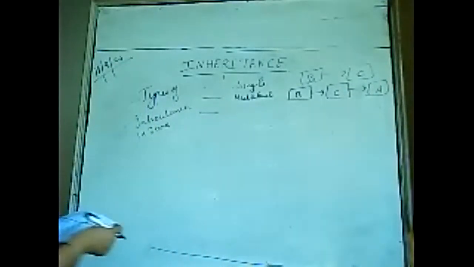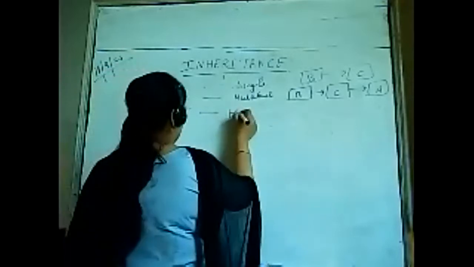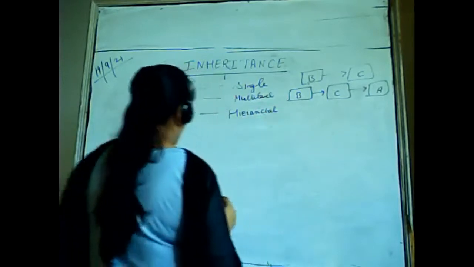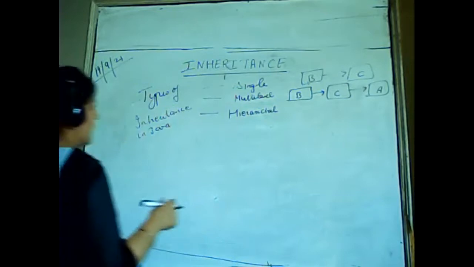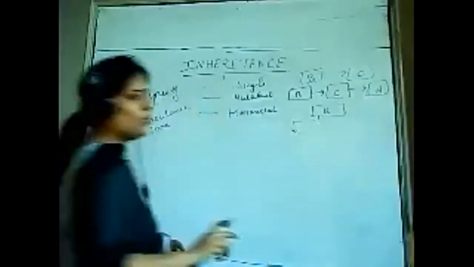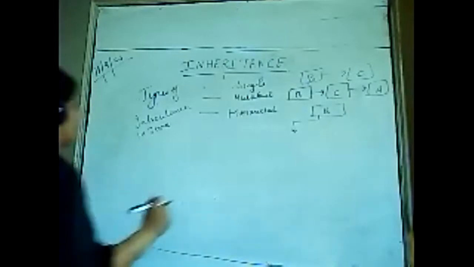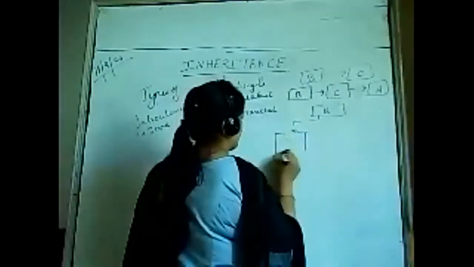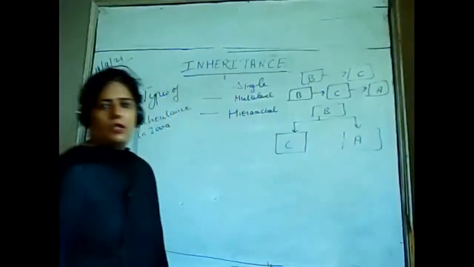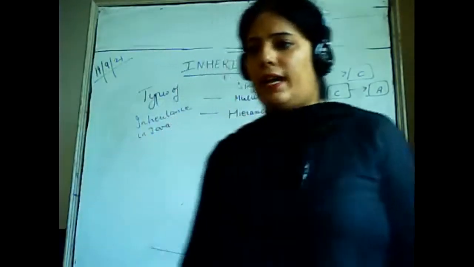Next we have hierarchical inheritance. So what is hierarchical inheritance? Here we have one particular base class, and from that base class we develop two other classes, like C and E. So that is B, C, and E.